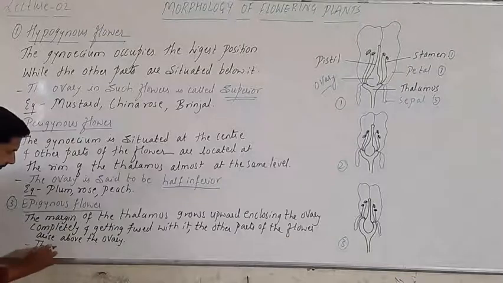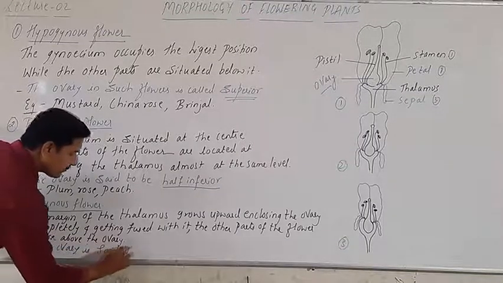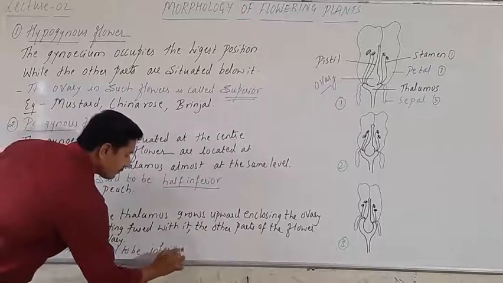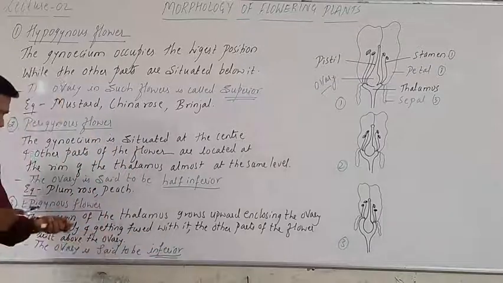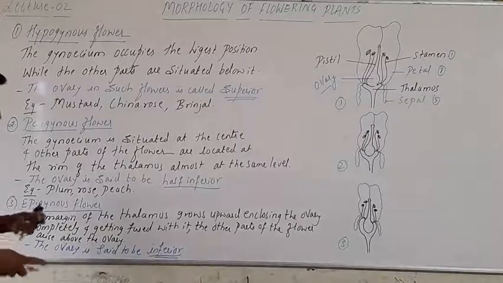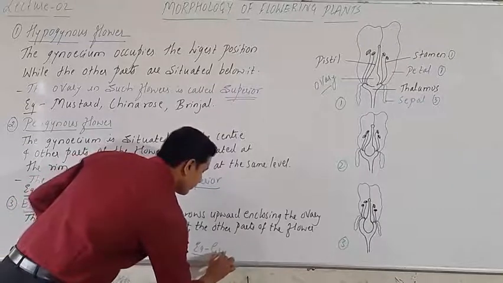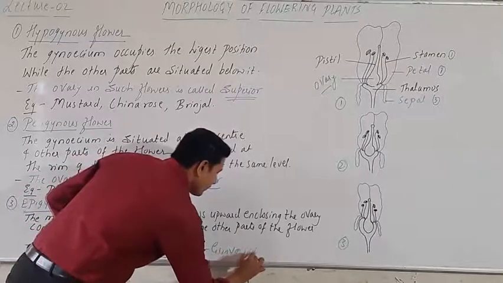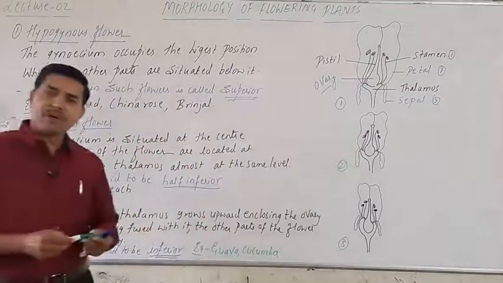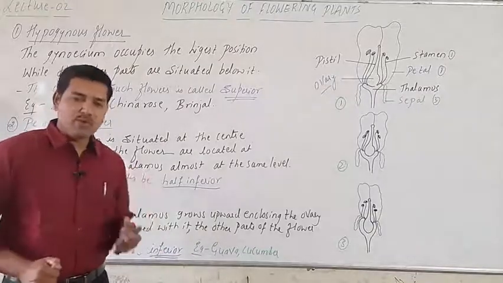The ovary is said to be inferior. Okay. So the ovary is said to be an inferior ovary here. So let's look at the examples. Examples include guava, cucumber. Guava means the pear plant, pear flower. Cucumber, the cucumber vine, the cucumber fruit, which is seen inside the cucumber flower.